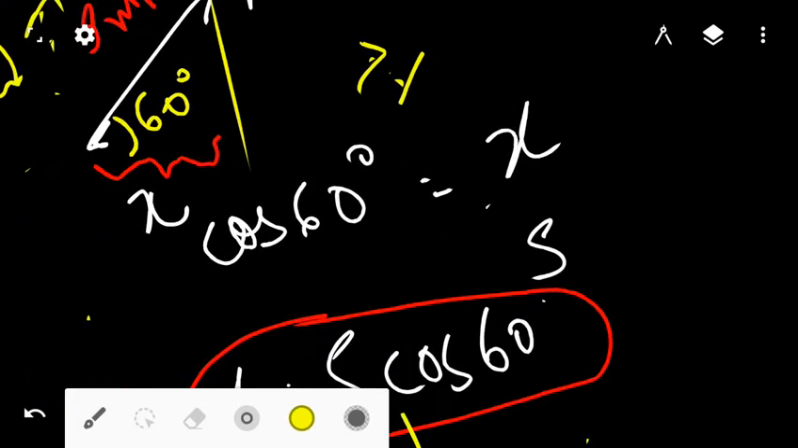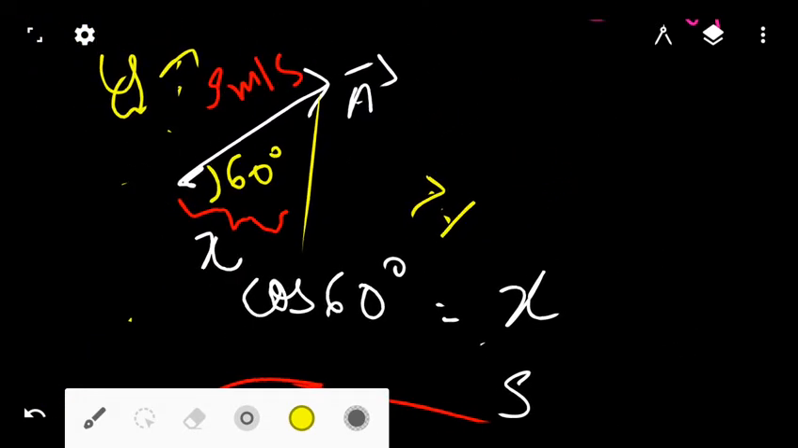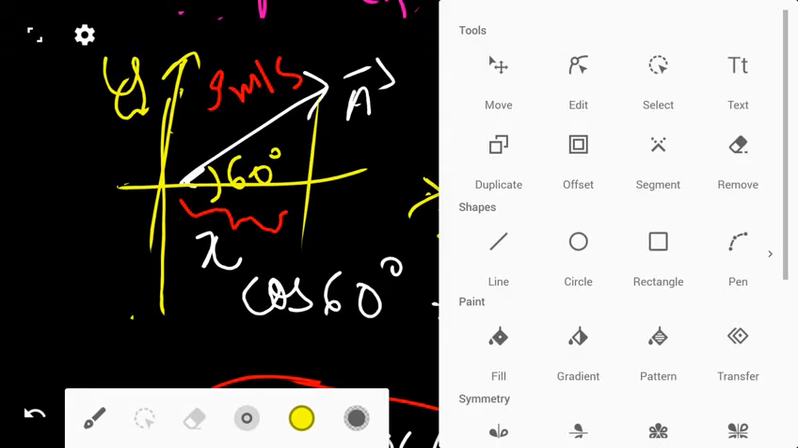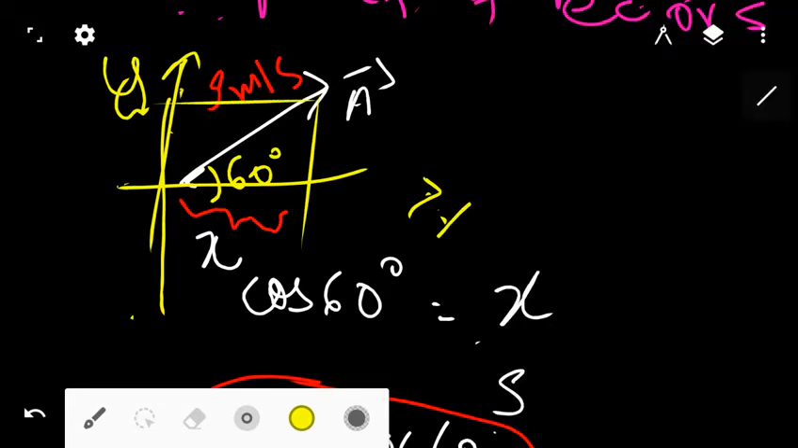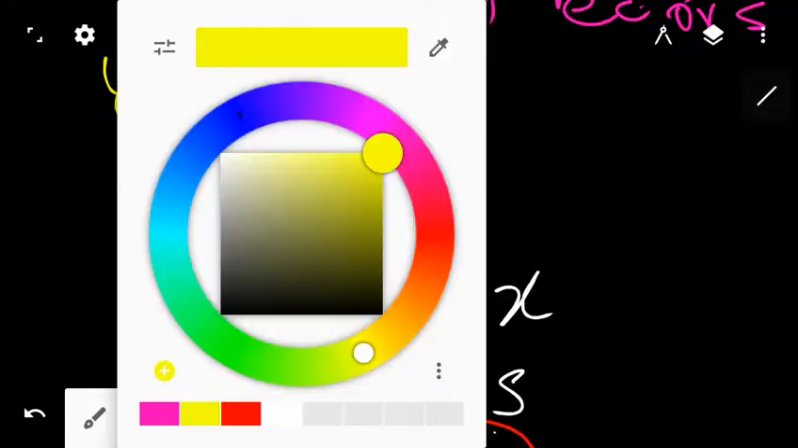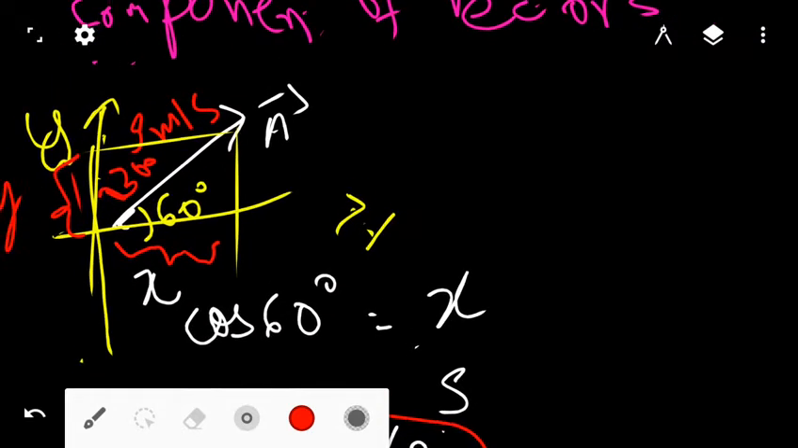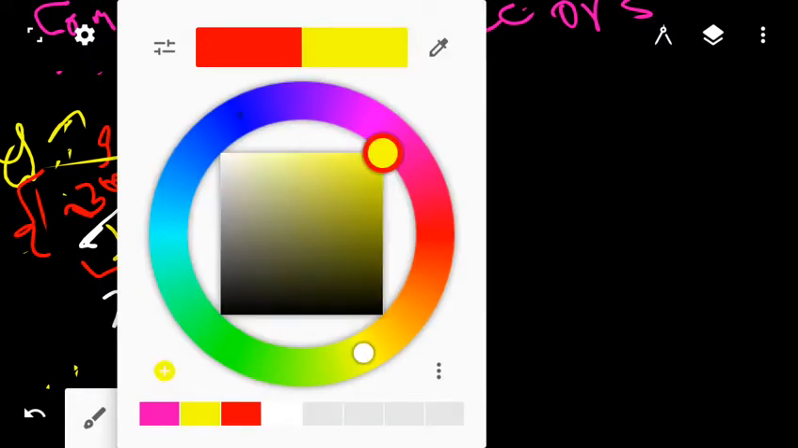So this was our coordinate axis, and this was the vector. If we use simple trigonometry and join this vector to the x-axis, this will be the component. Now that this angle is 60 degrees, this one will be 30. Okay, so let's find the value of y.